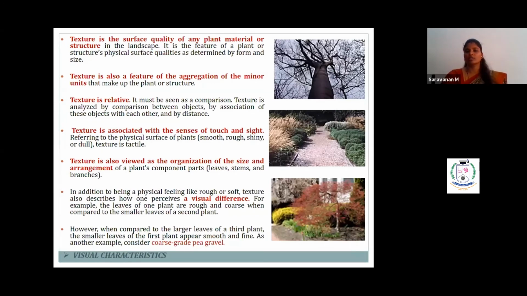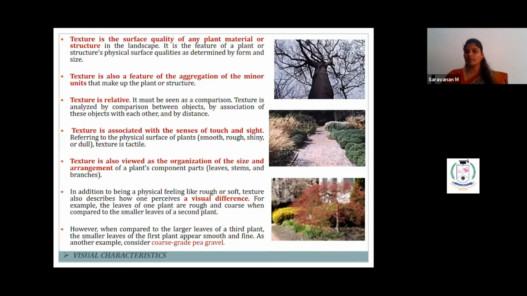So next, we have some points you have to know about texture. Texture is the surface quality of any plant material or structure in a landscape. It is the feature of a plant or the structural physical surface qualities as determined by the form and the size. The texture is very relative. It is associated with the sense of touch and light. When you touch it, you can feel whether it is smooth, rough, shining, or dull, or whether the texture is tactile, all of it.